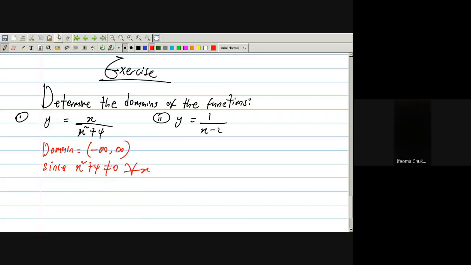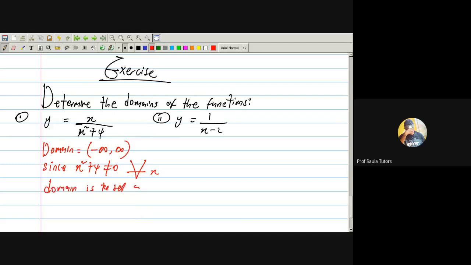Since this one is not equal to 0 for all x, then what do we say? You say the domain is the set of all real numbers. I can write it in different ways.